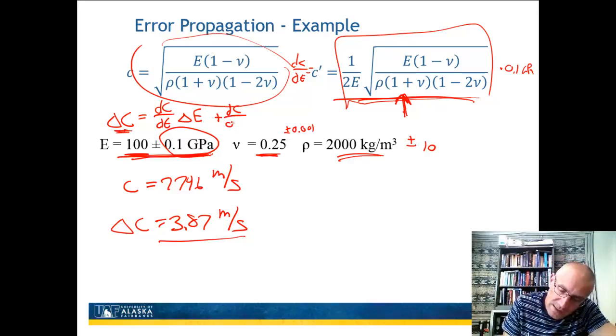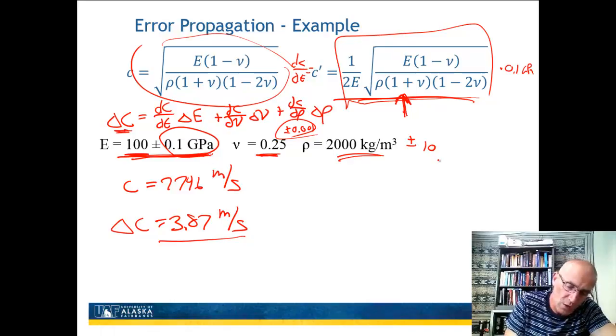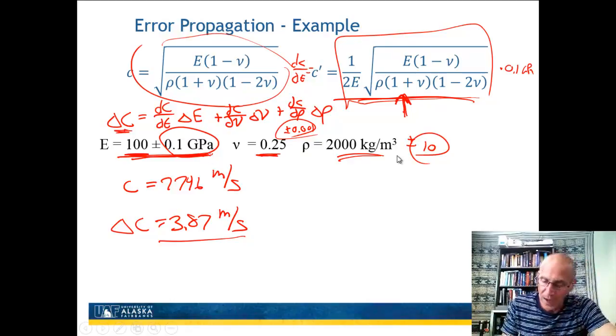So I would have dC/dν times the uncertainty in the Poisson's ratio, which is this value here, plus dC/dρ times the uncertainty in ρ. So there's my uncertainty in ρ. And clearly, as I have more uncertainty in each of my input parameters, I have more uncertainty in my output function. So this is the power in engineering of the Young's modulus.